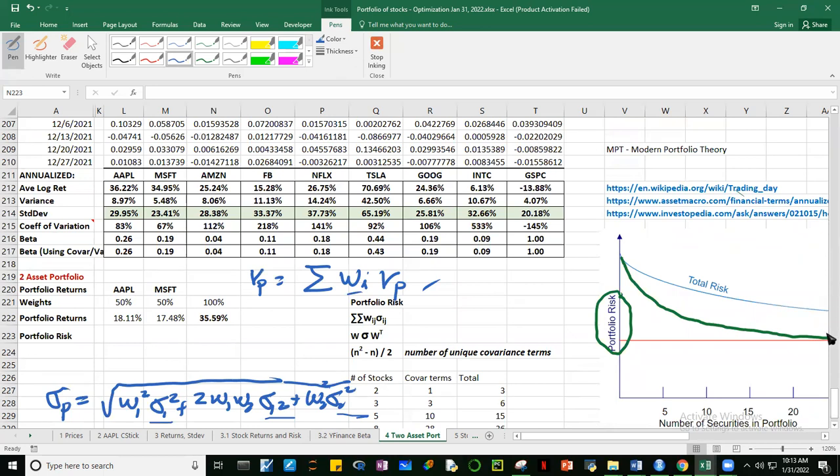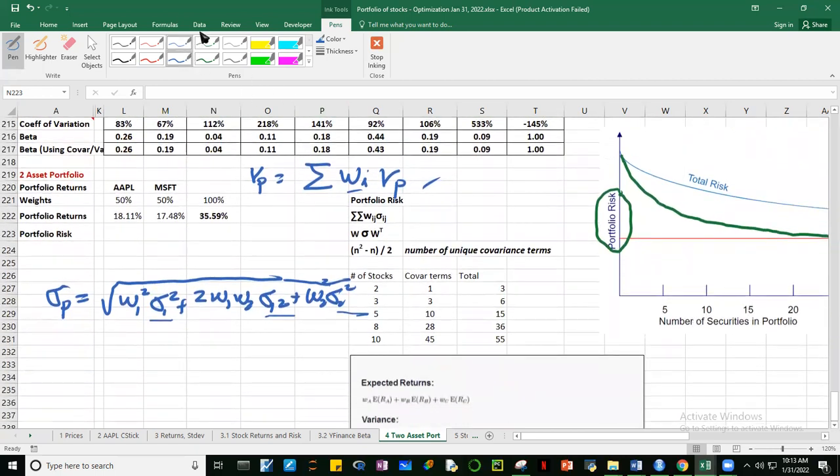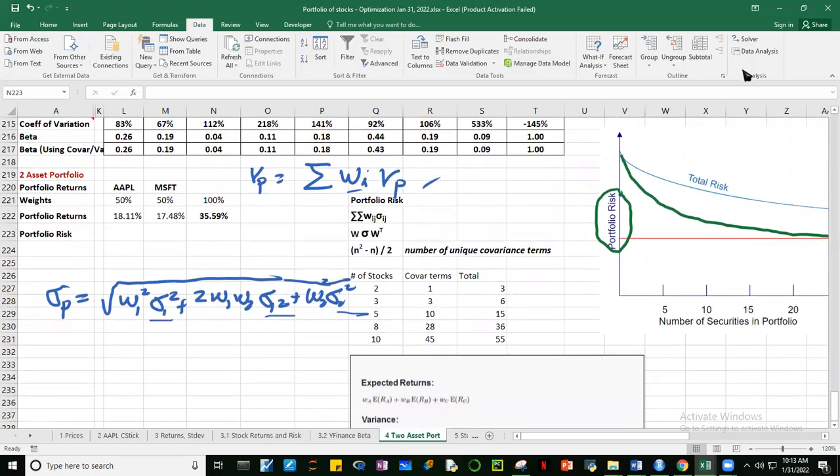Okay, so let's see first. Let's compute for the variance covariance. So you go to Data and then Data Analysis. Now may I ask you guys if you have Data Analysis?